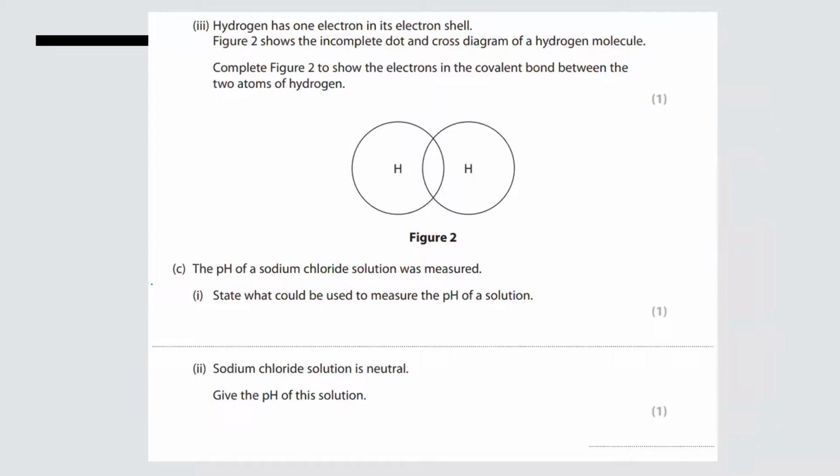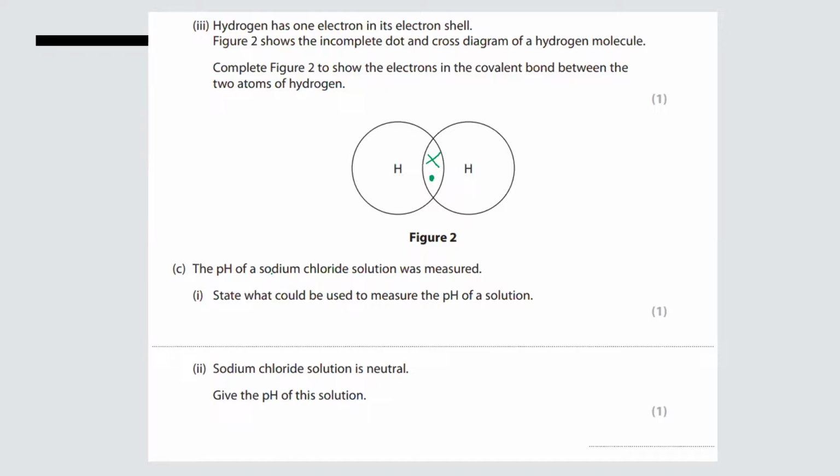Hydrogen has one electron in its outer shell. Figure 2 shows the incomplete dot and cross diagram of a hydrogen molecule. Complete figure 2 to show the electrons in a covalent bond between the two atoms of hydrogen. So this is probably the simplest dot and cross you can draw: a cross and a dot. Use different electron symbols, even though they're all electrons, to show they come from different atoms, even if they're the same type of atom, just to make it visually easier to tell.